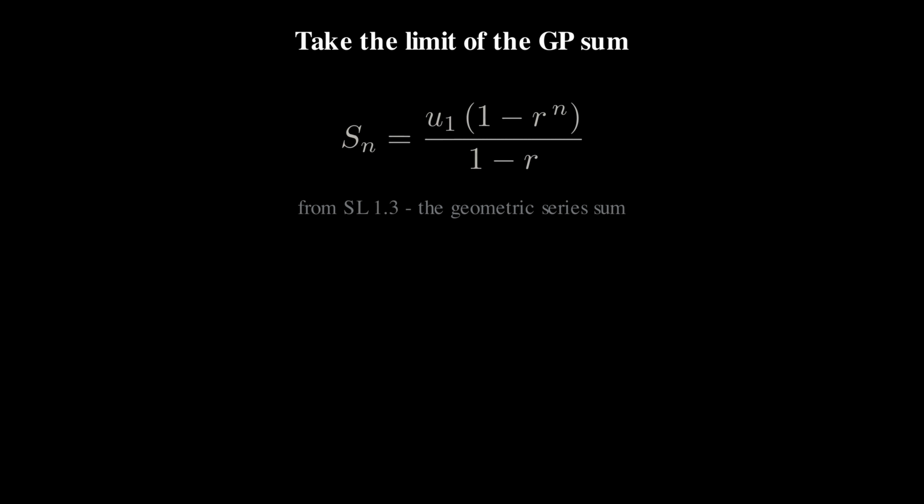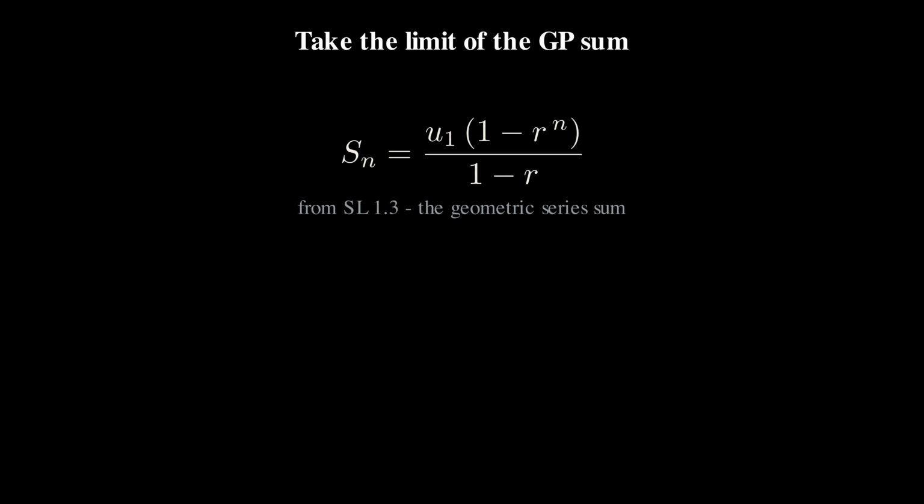Time to derive the formula properly. We already have the sum of the first n terms of a geometric series from the previous video. Sn equals u1 times 1 minus r to the n, all over 1 minus r. The sum to infinity is just what this settles down to as n runs off to infinity. Everything hinges on one piece, r to the n.